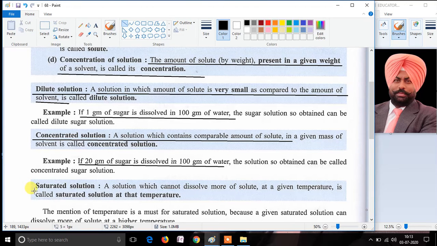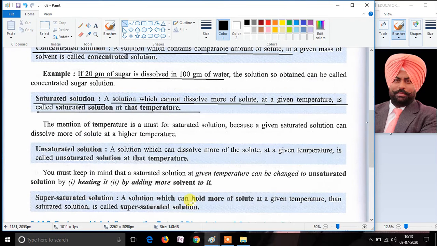The next type is saturated solution. This is a solution which contains the maximum amount of solute at a given temperature. Such type of solution is called saturated solution. For example, if we dissolve 20 grams of sugar in 100 grams of water, the 20 grams of sugar gets dissolved in it, and if we add 1 more gram of sugar in it, and the last gram of sugar which we added to the water does not get dissolved, now we can say the solution has become saturated.